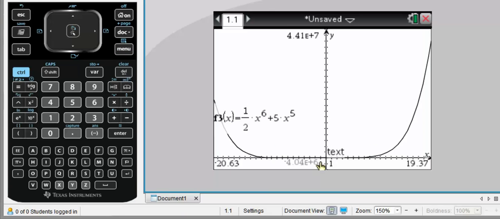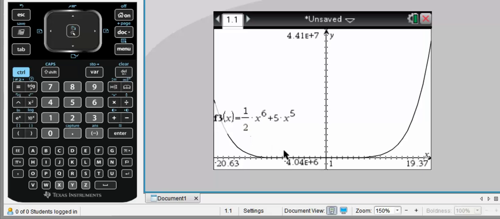Well, if we zoom out really, really far, that's what the graph has done here, you'll notice that it's approaching 4.41 times 10 to the 7th power. That's like having a 4 with 7 zeros behind it. That's 40 million. So the y-axis here actually increases up to 40 million. This is huge. This is very, very, very large scale.